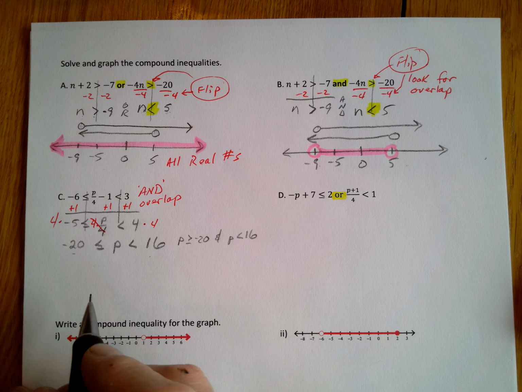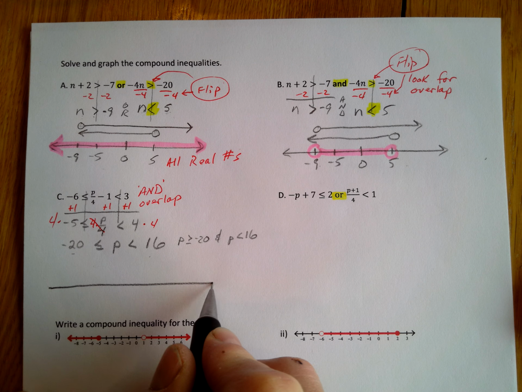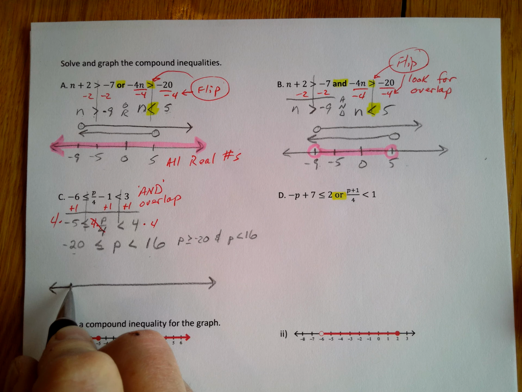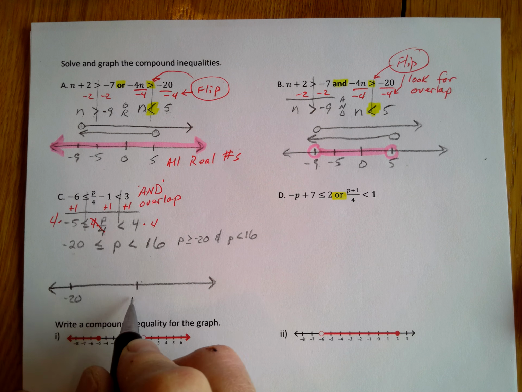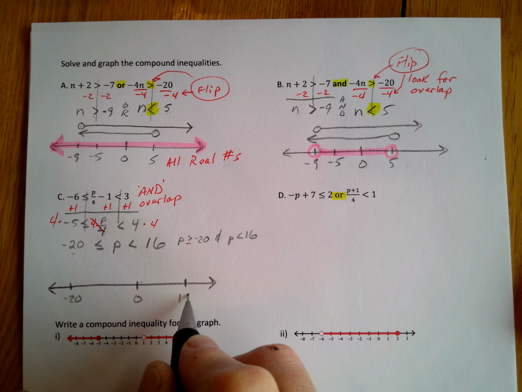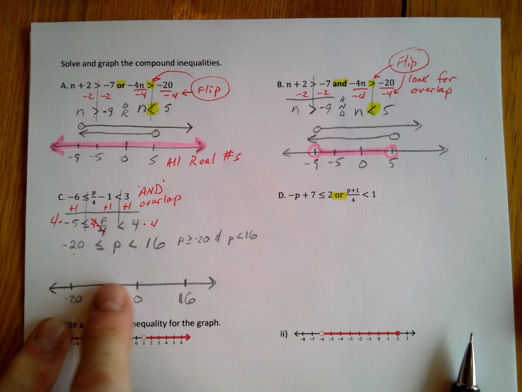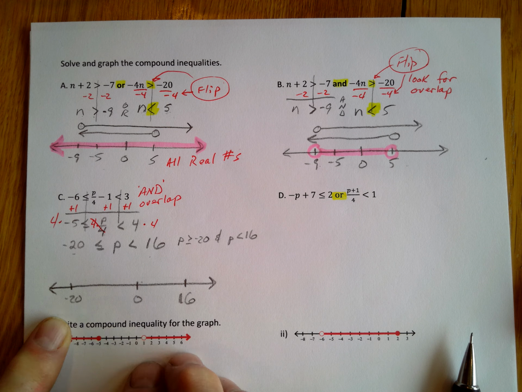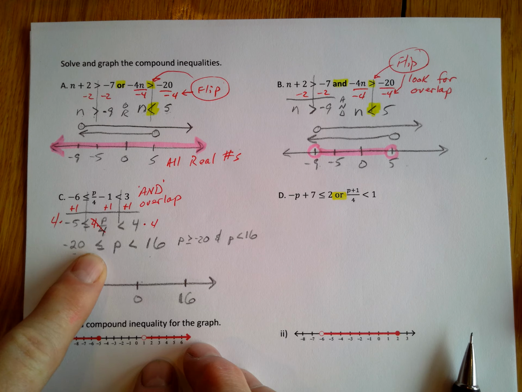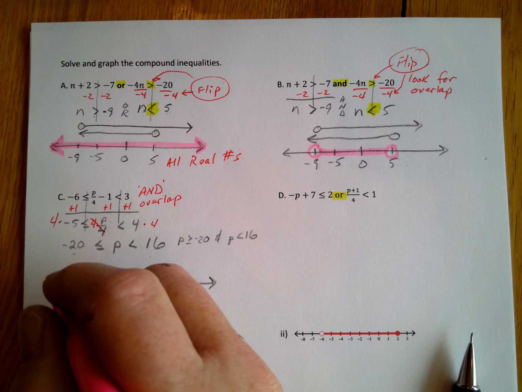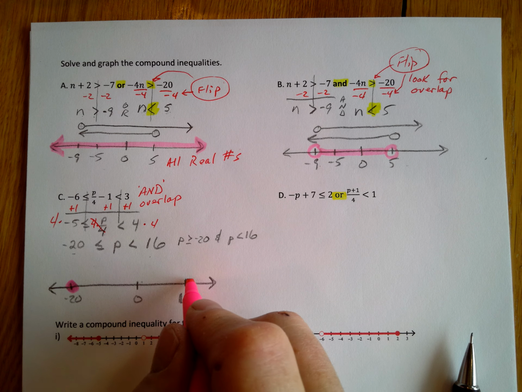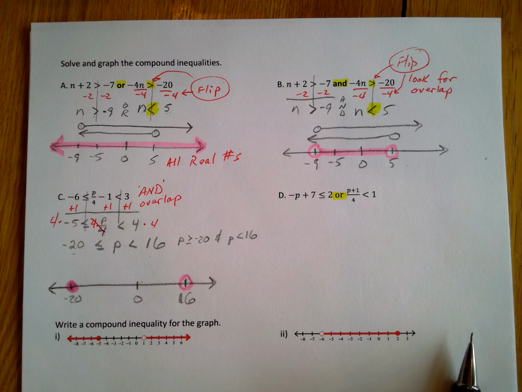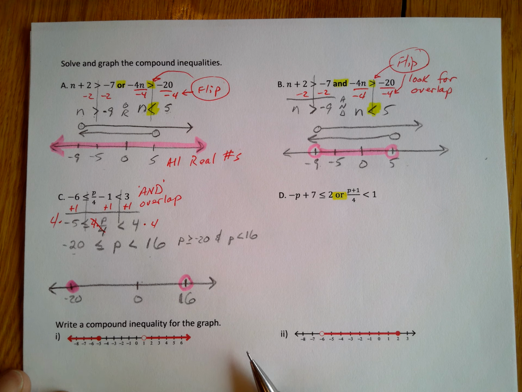So I'm going to make a number line, like so. I'm going to call this -20. I'm going to call this 0. I'm going to call this 16. Now, here are my key numbers. X is everything in between. But is this open or closed at -20? It's closed. Is this open or closed at 16? It's open.